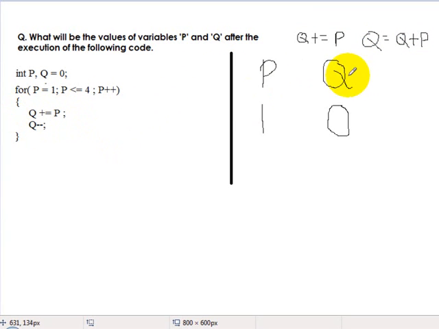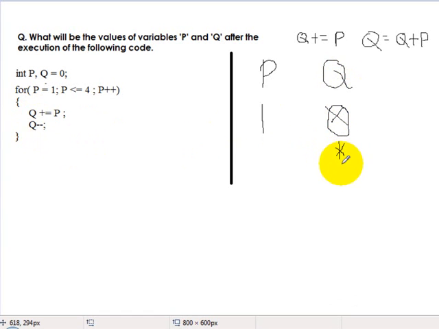The current value of Q equals 0, so Q is 0 and P is 1. So 0 plus 1 equals 1, so 1 is assigned to Q. It means the new value of Q equals 1. Then Q minus minus: subtract 1 from the current value of Q. The current value of Q equals 1.